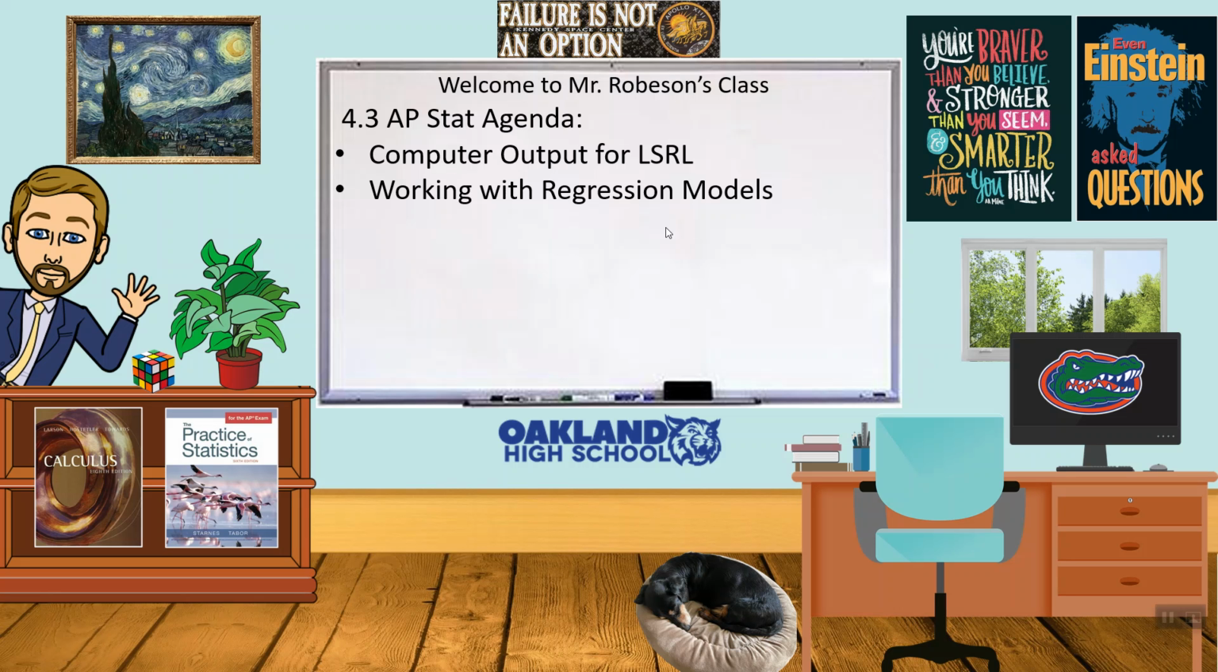This is Mr. Ropes, and today we're looking at the last section on linear regression for now. We'll come back to it when we do inference second semester. But for now, we're going to look at computer output, which is usually how it's displayed when we get our regression analysis, and working with regression models. So how do we use the line once we get it?